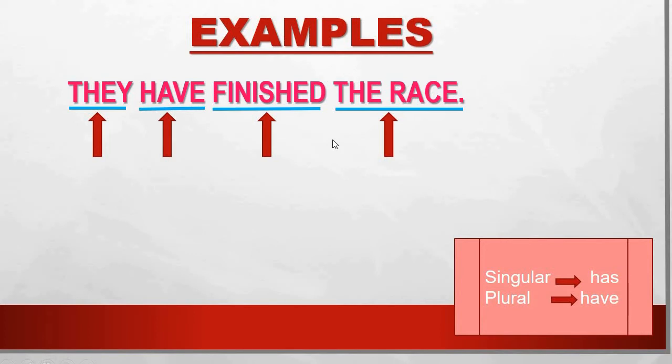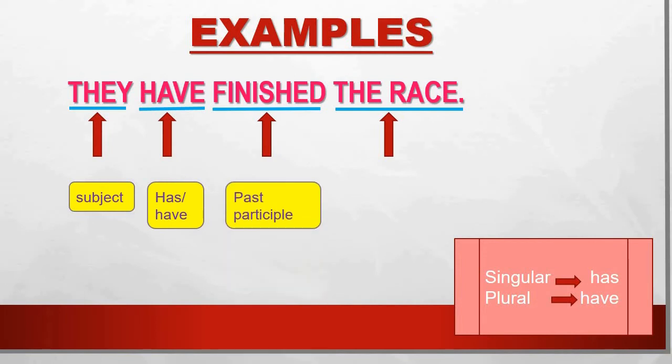Here, I have given you an example for positive form. They have finished the race. Now we are going to categorize these words according to the structure. First, they means subject. Next, we have to use has or have. Then, past participle of the verb. At last, we have to write the rest of the sentence.